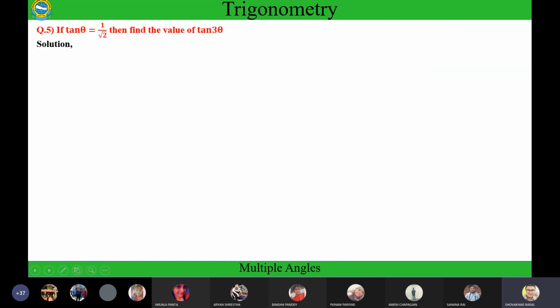Please note it. If tan theta is equal to 1 by square root 2, then find the value of tan 3 theta. Tan theta is equal to 1 by root 2. Find the value of tan 3 theta. Please be fast. Tan theta is given. We have to find the value of tan 3 theta. So let's simplify it further. Just a minute.